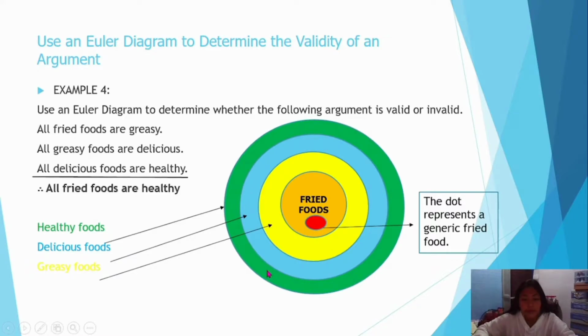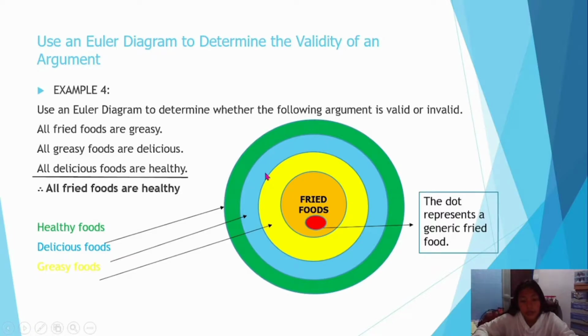The conclusion for this argument is, therefore, all fried foods are healthy. This dot represents a generic fried food. As long as the dot is in the fried food circle, it will also be in the healthy food circle.